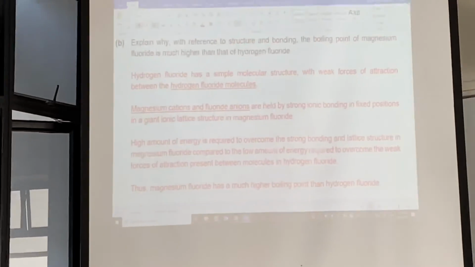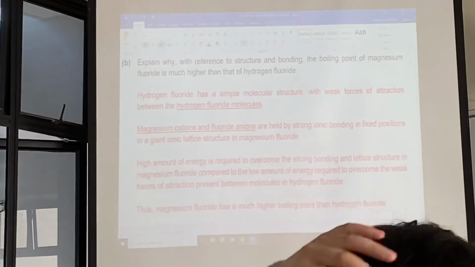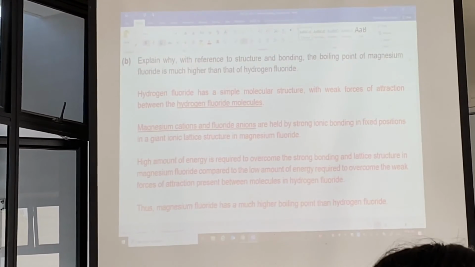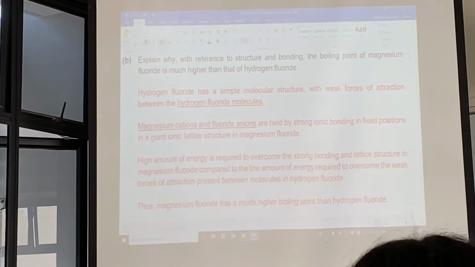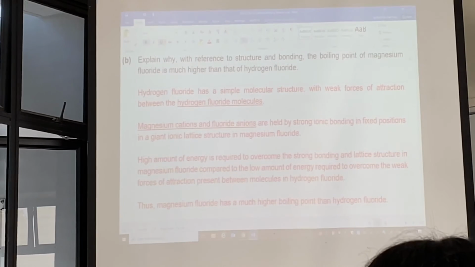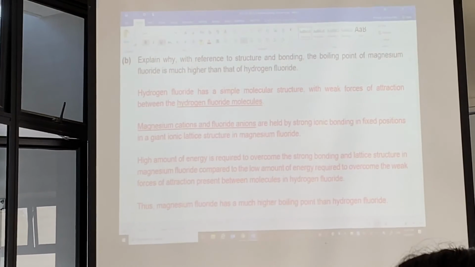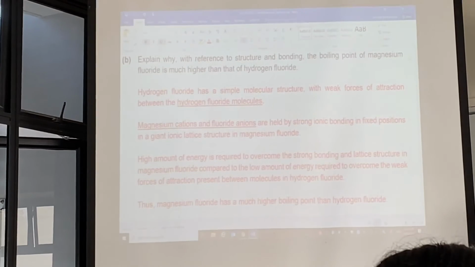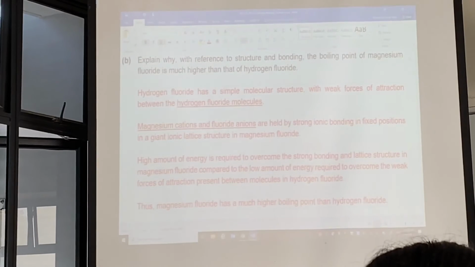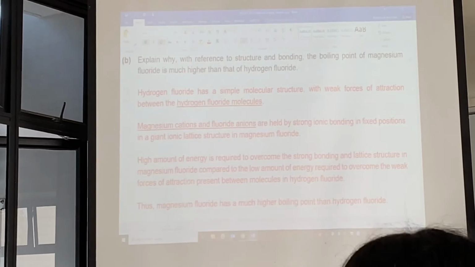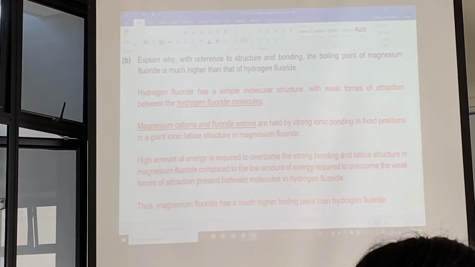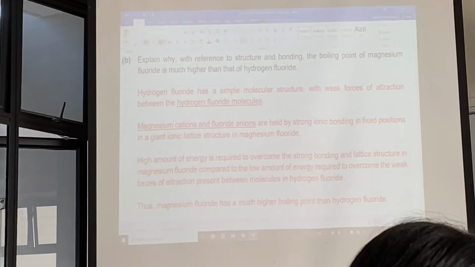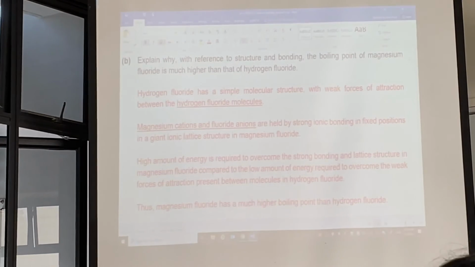If I do not write the structure, and I just say the weak bond and the strong bond, if you just wrote bonds, that will award you maybe half of the overall mark, because the question wants you to refer to the structure and the bonding. So what will you mention for the structure? For ionic, you would say a giant ionic lattice structure. For covalent, for this particular one, it is a simple molecular structure.